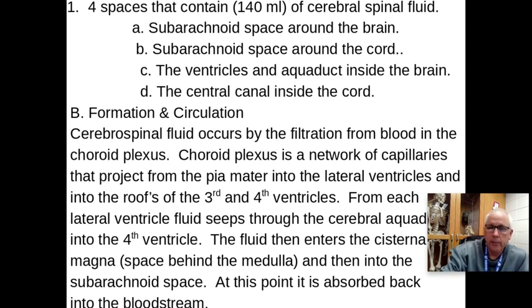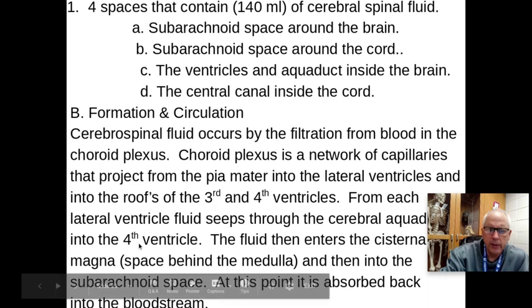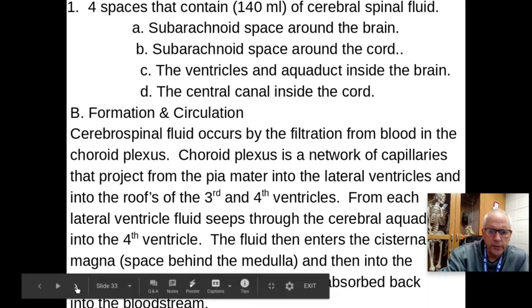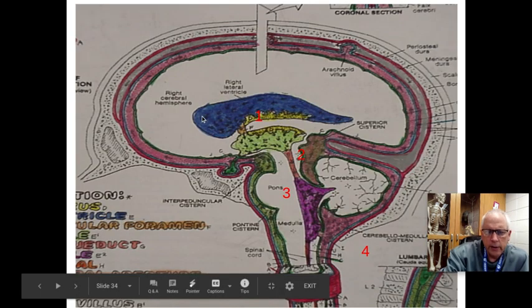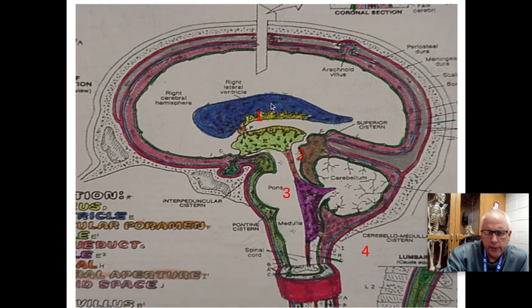Think of it like a computer that needs data. We're going to get data from that cerebral spinal fluid. It accumulates in something called the lateral ventricle. Let me show you. Okay, you have a color sheet that has this on it. So this is the lateral ventricle, what's in blue. And there's the choroid plexus.